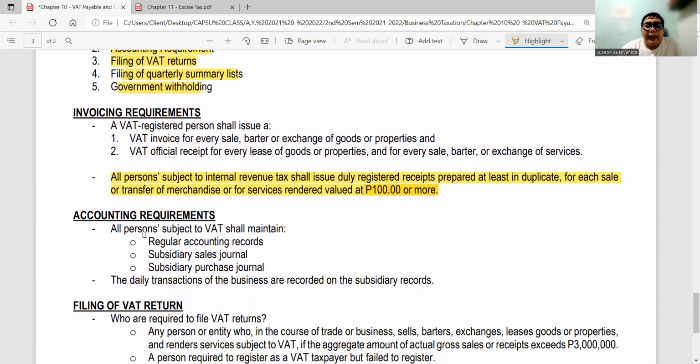So, accounting requirements: a person subject to VAT shall maintain accounting records. Yes, not only for VAT; even if you are a percentage taxpayer, you need to have books, subsidiary sales, and subsidiary purchases. The daily transactions of the business are recorded in the subsidiary records. It's very easy for your students.